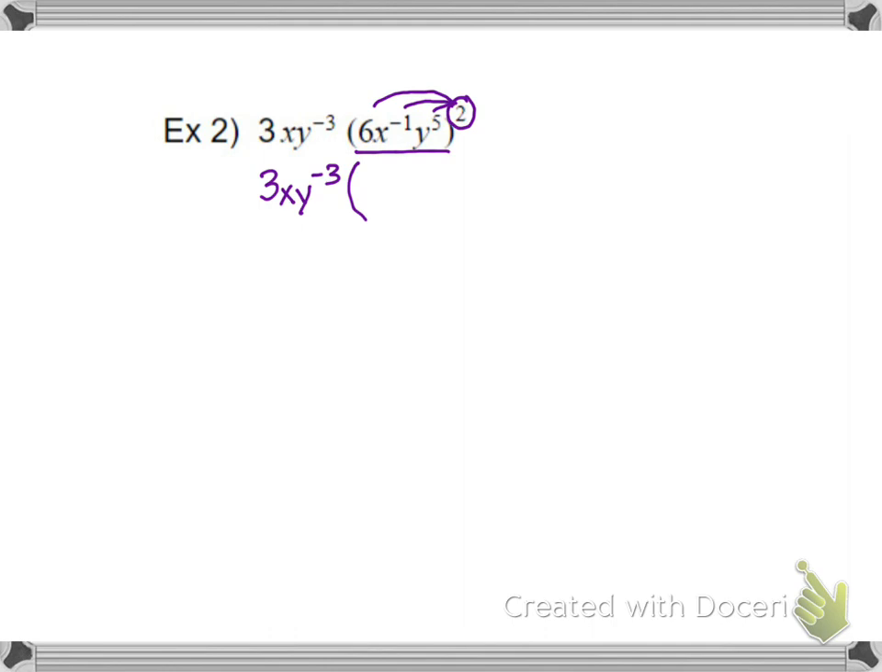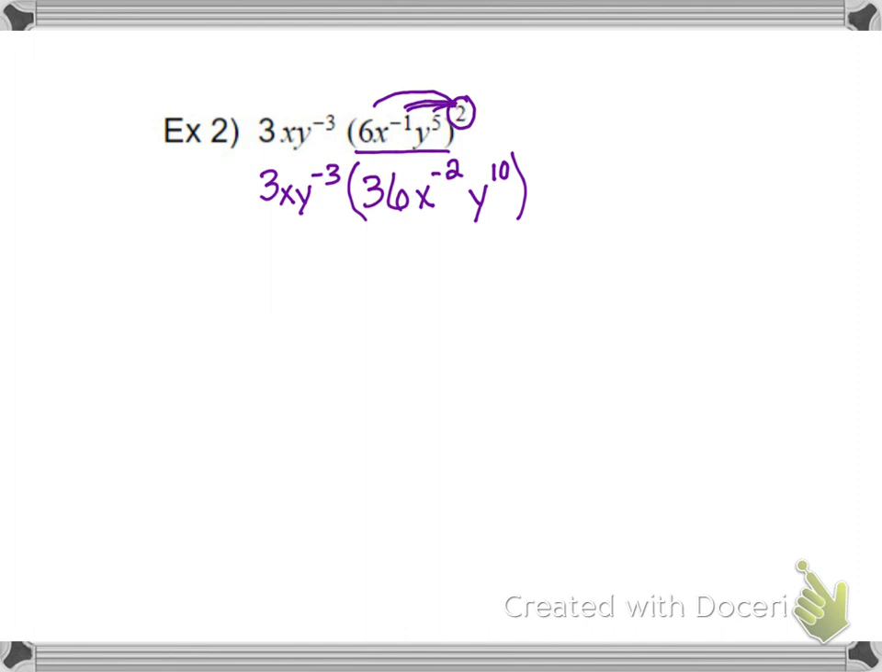So if I take 6 to the second power, that means I'm taking 6 times itself. So 6 times 6 is 36. I've got x to the negative first, and I'm taking that to the second power. So when we reviewed our rules, a power to a power means you multiply. So that's going to be x to the negative second. Then you've got y to the fifth to the second power, and so 5 times 2 is 10. So we've gotten rid of that exponent that's on the outside.